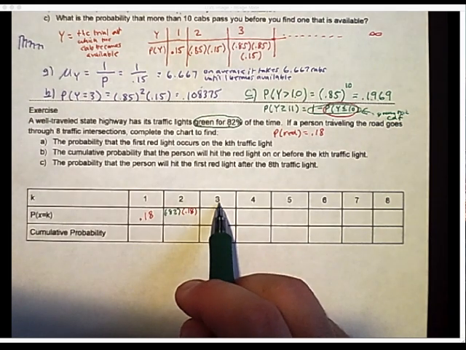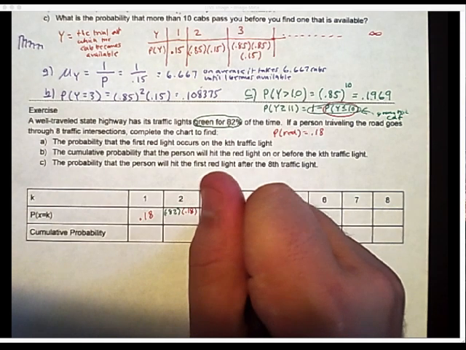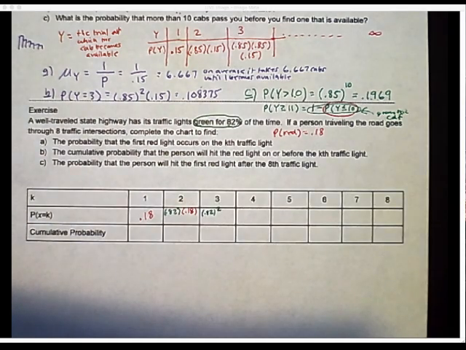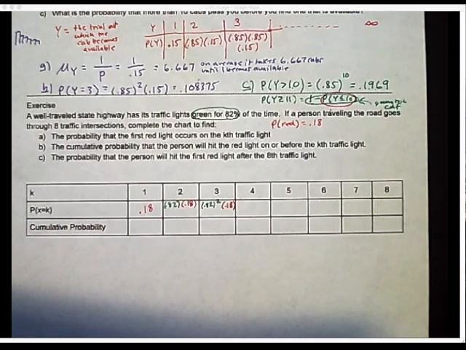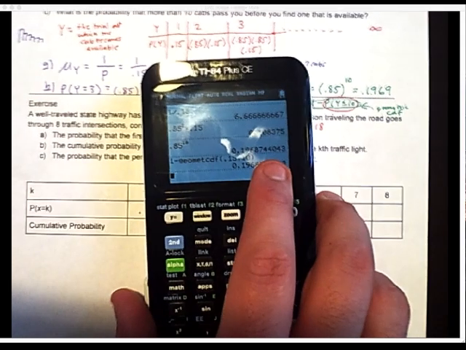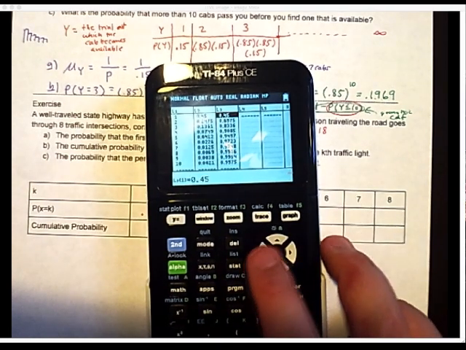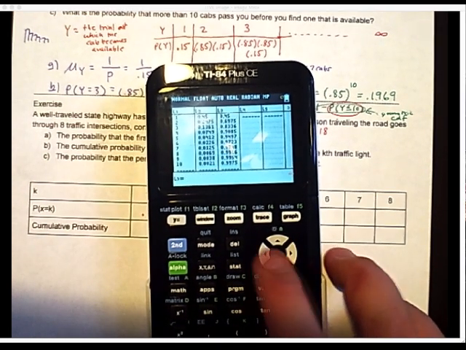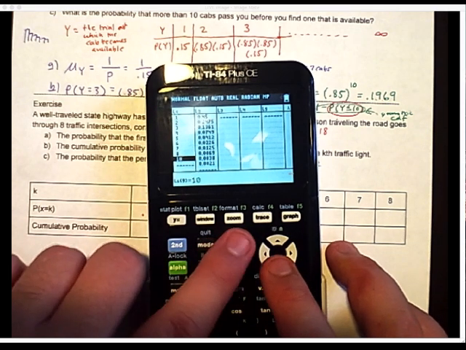What about if the first red light happens on the third one? That means I have a green light twice, so I have to raise that to the second power times the 0.18. Okay. But we know there's a quicker way to do this. Now let's fill out this chart. Just go under our list here. It also asks me about cumulative probability. We're only caring about up through the 8th light.